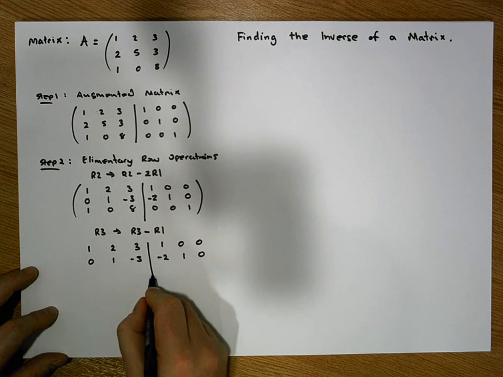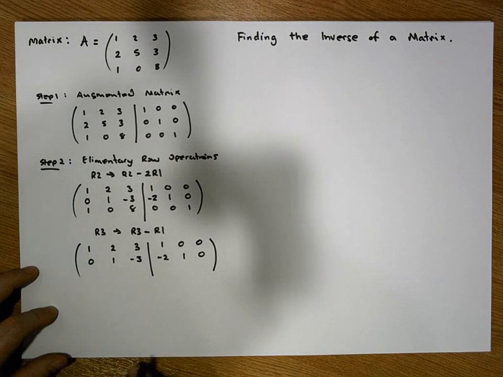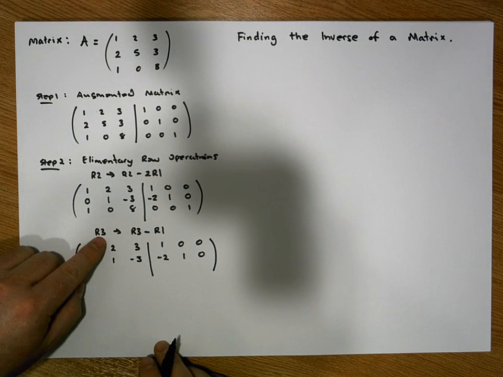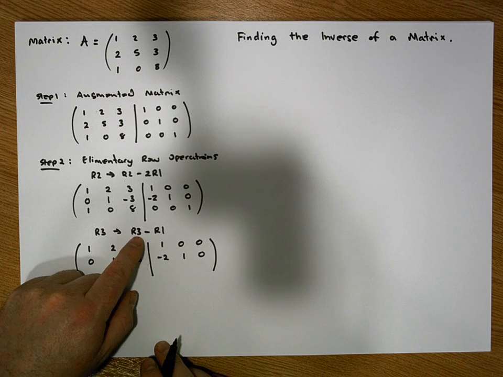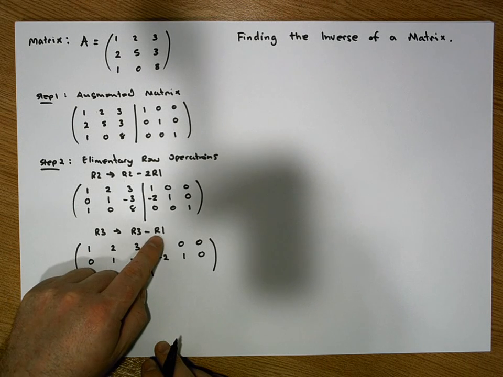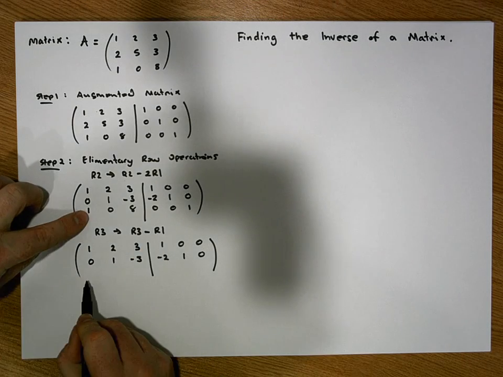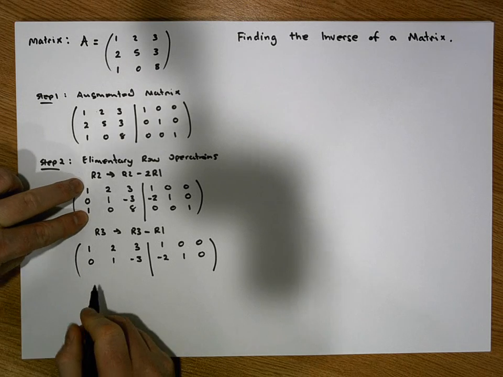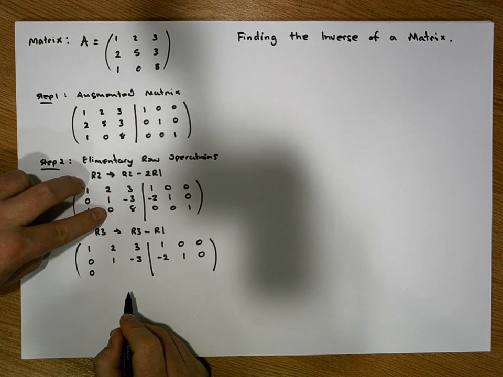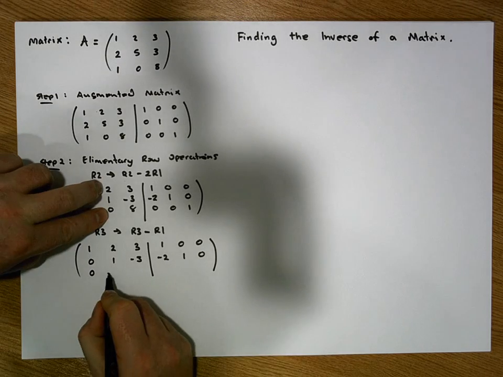And now we have our operation on row 3. The new value in row 3 is equal to the old value in row 3 minus the value in row 1. So it's going to be 1 minus 1 gives us a 0. It's going to be 0 minus 2 gives us a minus 2.